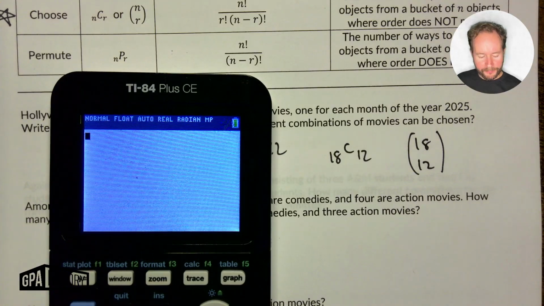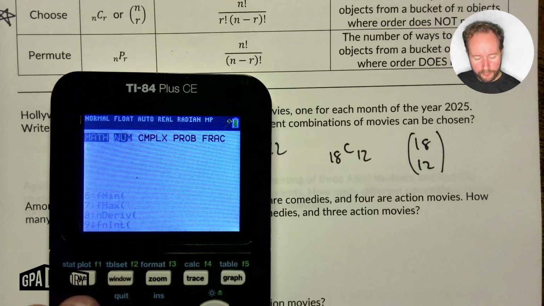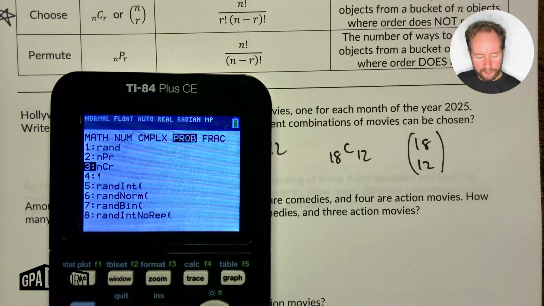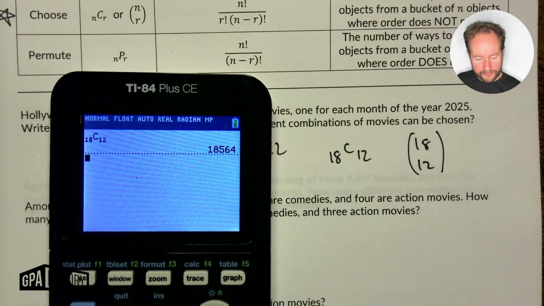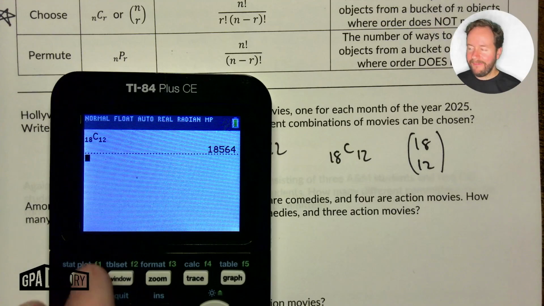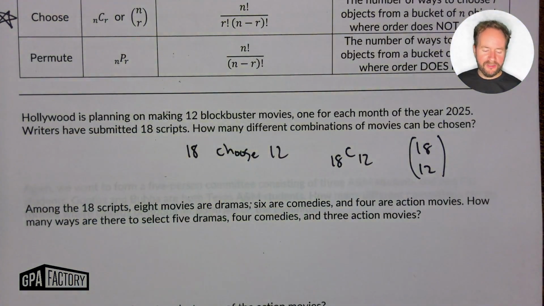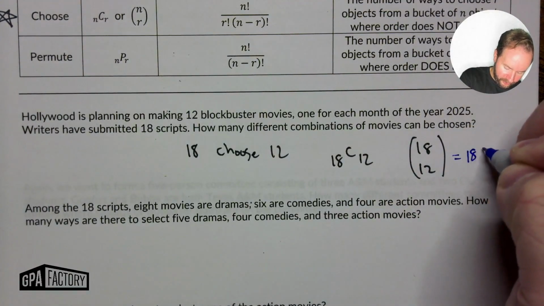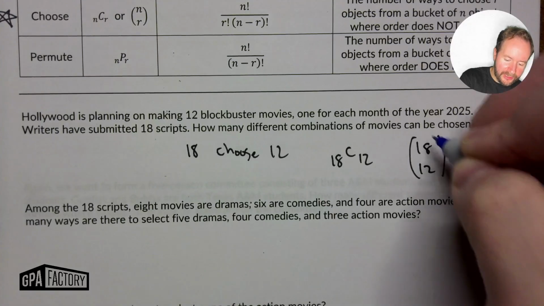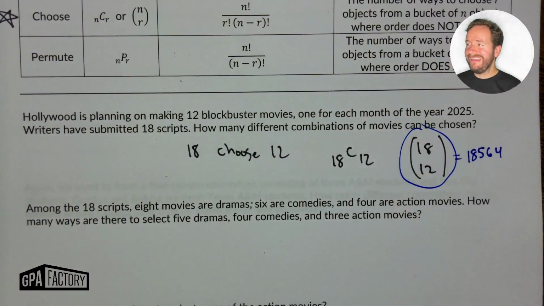TI-84s can calculate it. Let's do this. Math over to prob. There's my nCr function. 18 choose 12. This value is 18,564. Now, do I expect you to be able to do that on the exam? No, because your professor expects you to say, you know what, you can leave your answer like this if you want to. Just leave it as 18 choose 12.